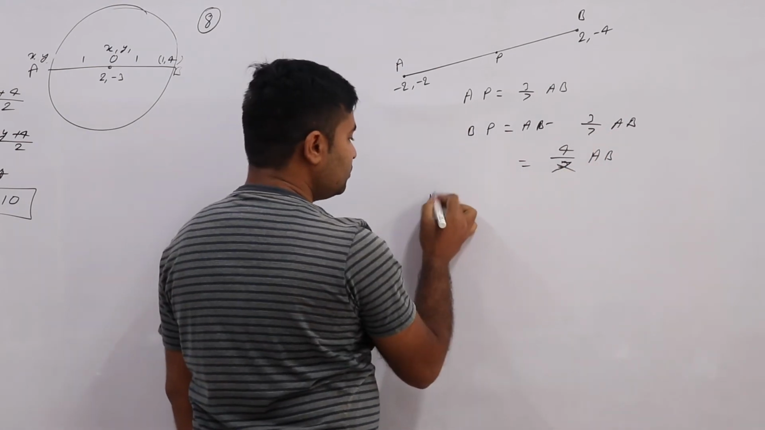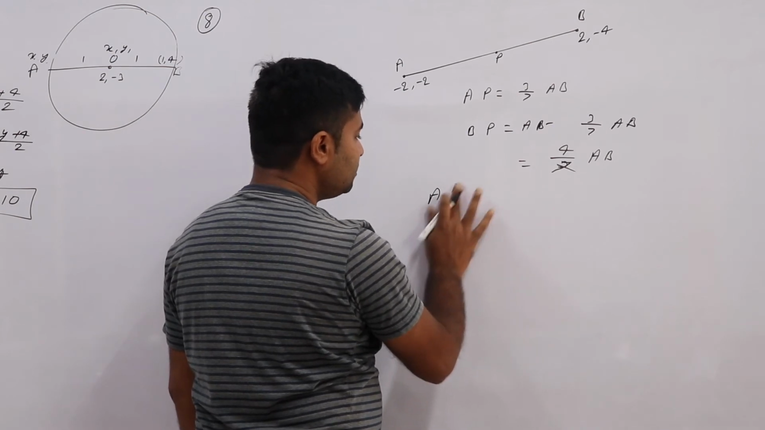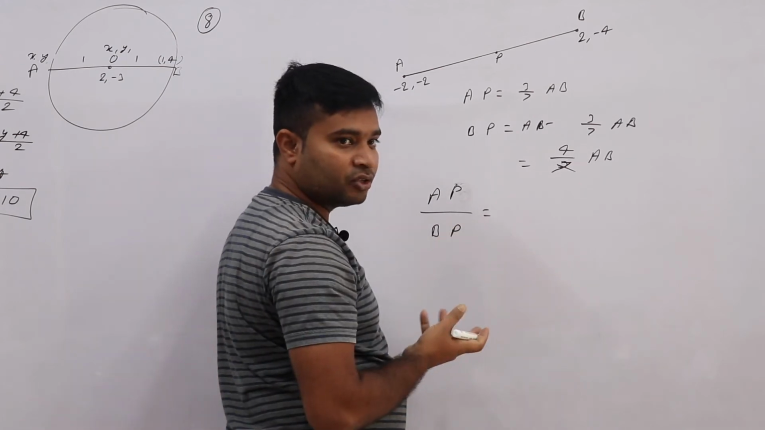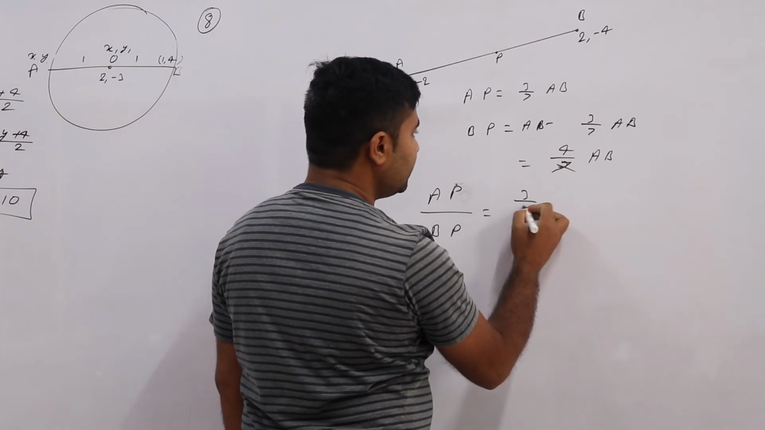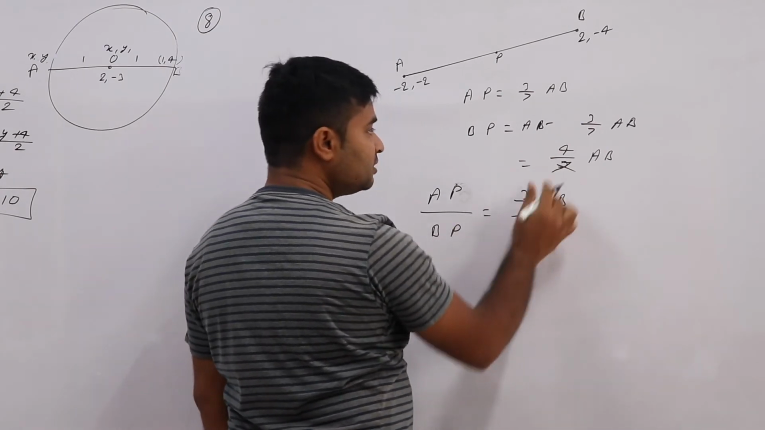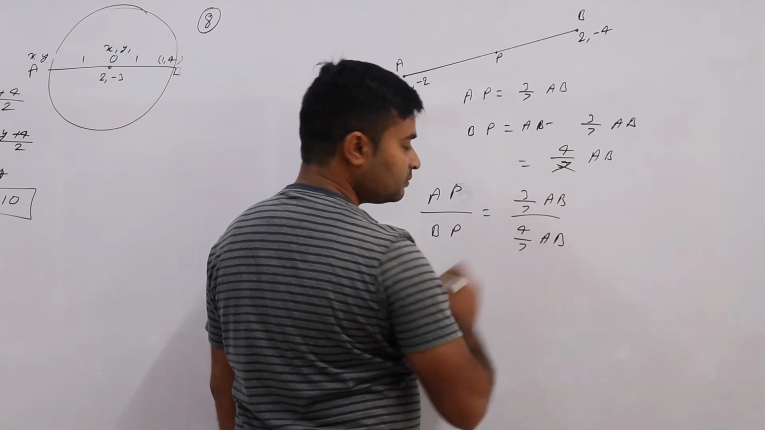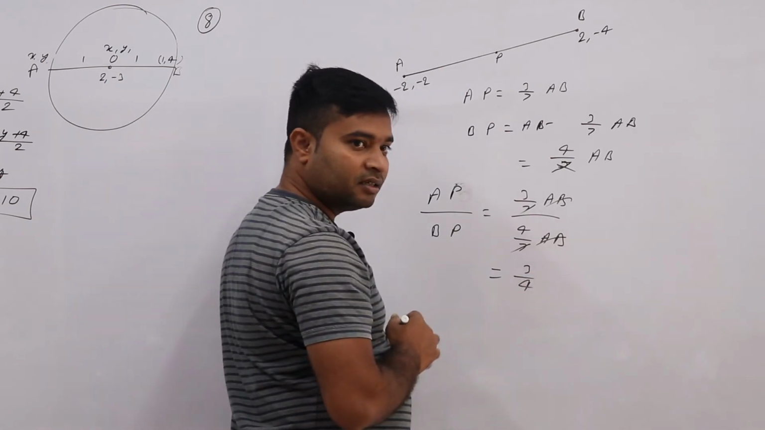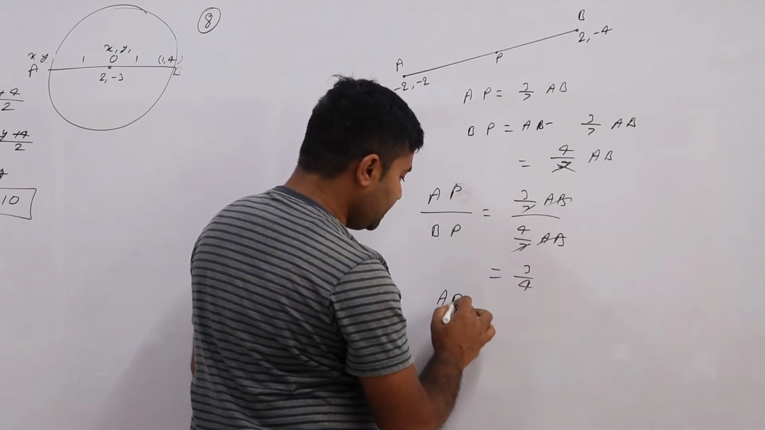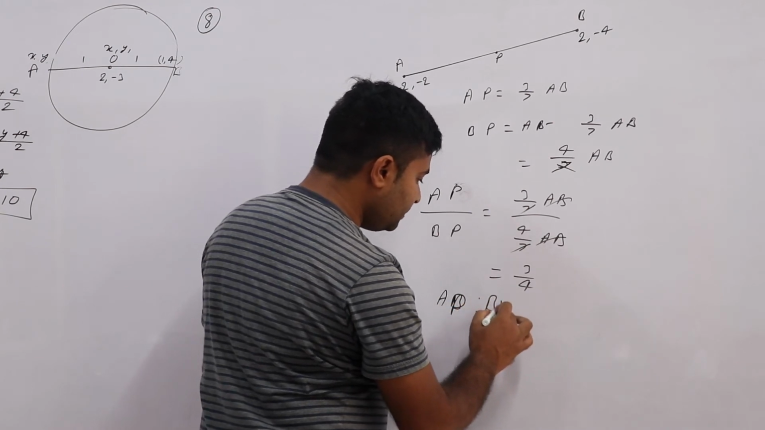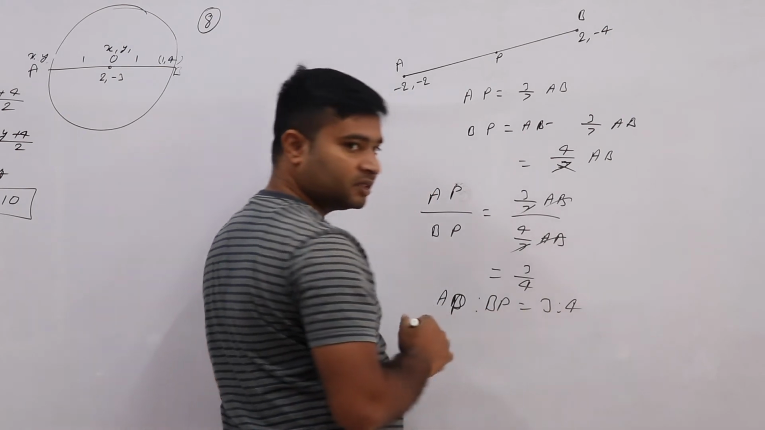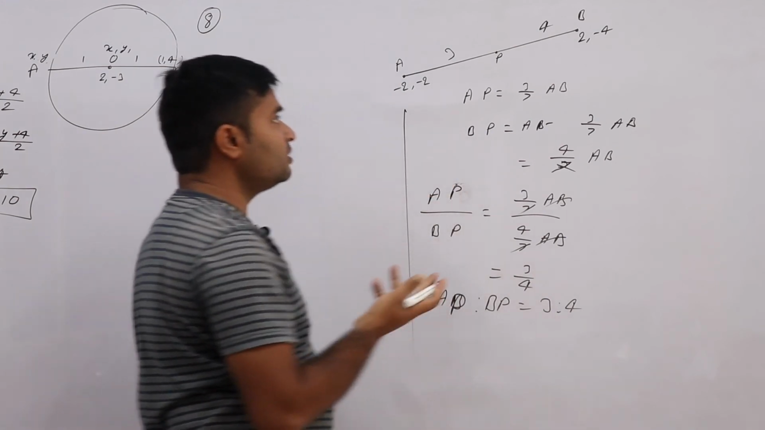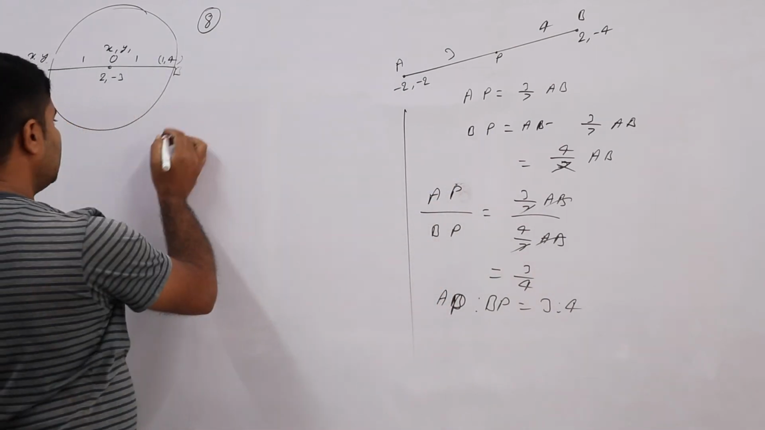Now we should find the ratio AP by BP. If we get the ratio, it's easy, right? So AP is how much? 3 by 7 AB. BP is how much? 4 by 7 AB. Cancel, it becomes 3 by 4. 3 by 4 means AP is to BP is equal to 3 is to 4. We get the ratio 3 is to 4. If we get the ratio, now it's easy.